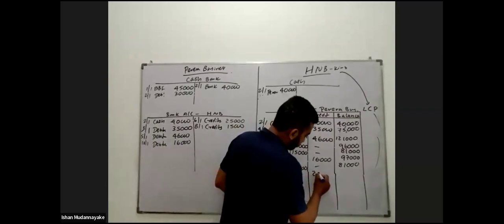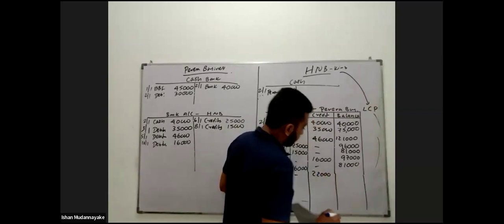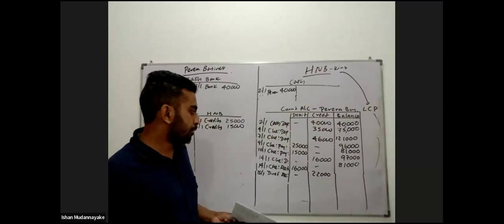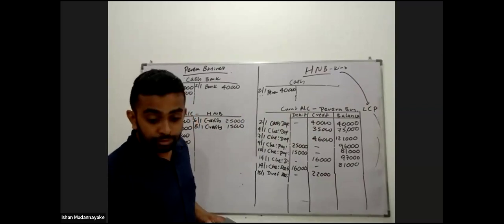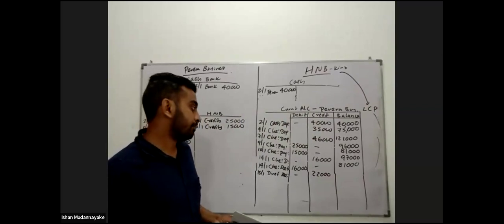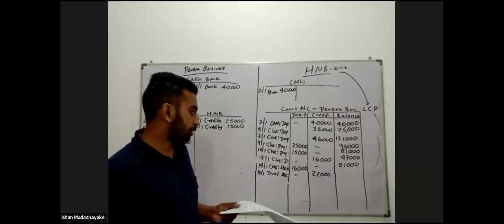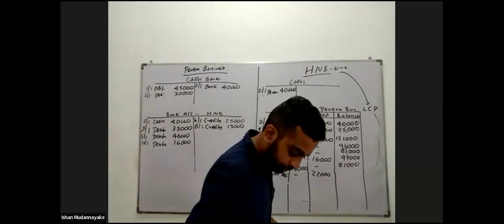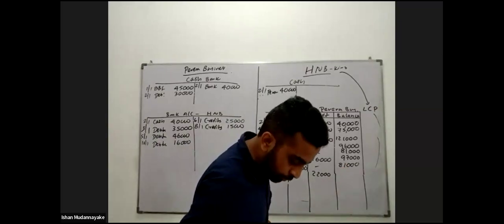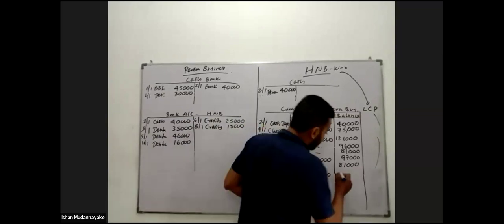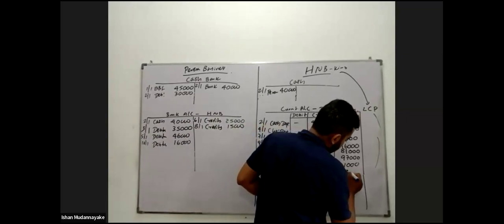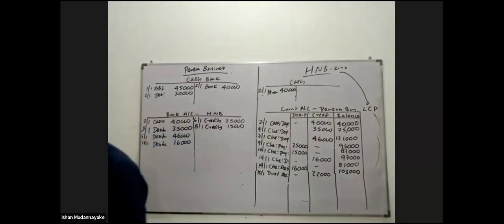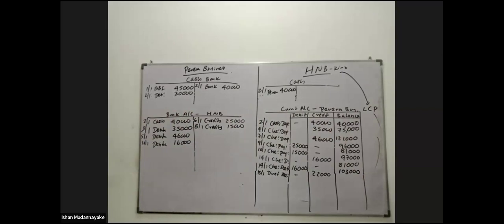Direct remittance 22,000. One of the debtors directly deposited cash into our bank. Now balance how much? 81,000 plus 22,000. Balance amount is 103,000. Balance available 103,000.